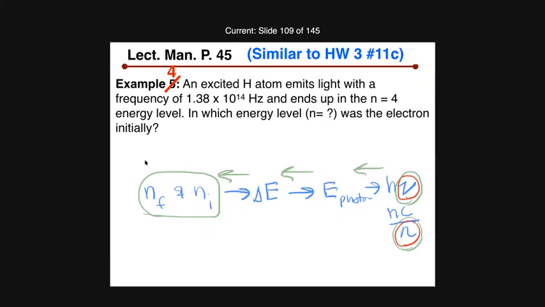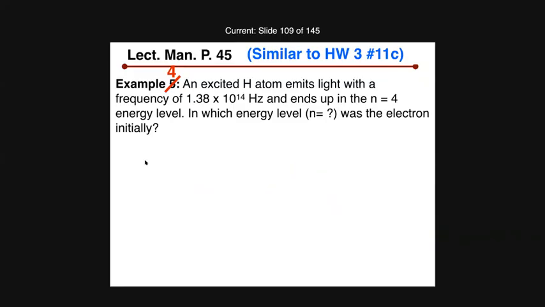So this problem is similar to homework 3 number, is that number 11C? I think I might get that wrong, so let me check that real quick. Actually 13. Okay, so this is actually 13C. So what I would like you to do is, can you change this for me? This is actually similar to homework number 13C, it's not 11C. So change that.